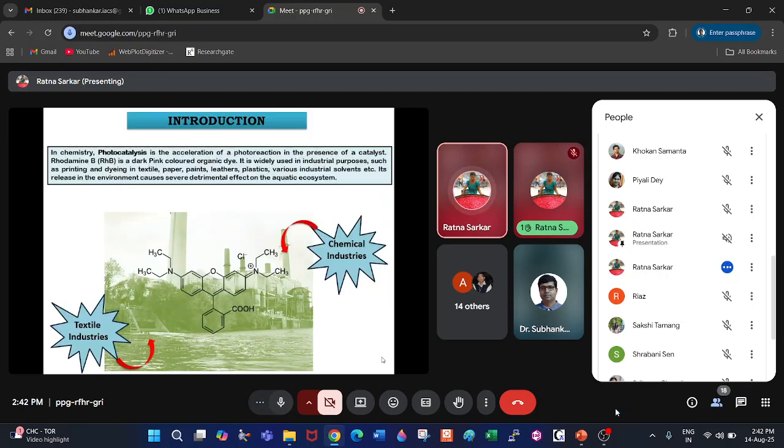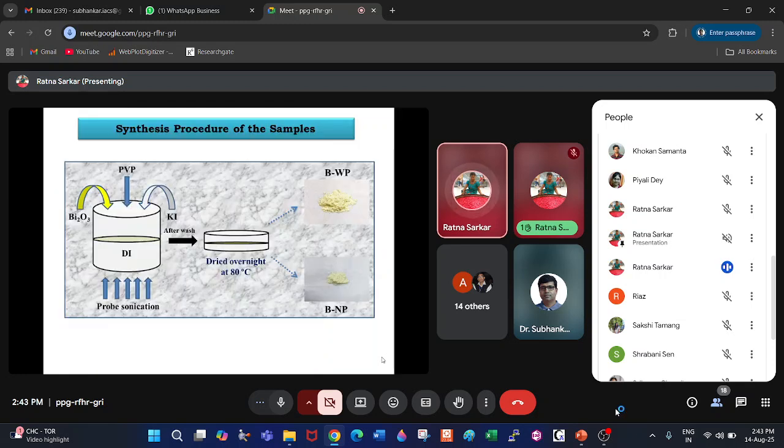Introduction. In chemistry, photocatalysis is the acceleration of a photoreaction in the presence of a catalyst. Rhodamine B dye is a dark green colored organic dye. It is widely used for industrial purposes such as printing, dyeing, textile, paper, paint, leather, plastics, and various industrial solvents. Its release in the environment causes severe detrimental effects on the aquatic ecosystem.